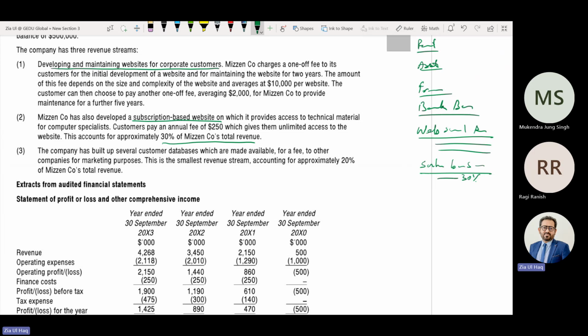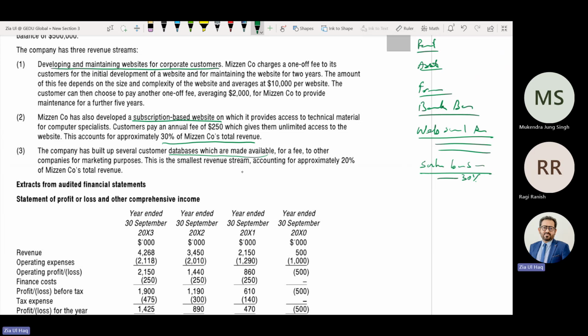The company has built up several customer databases which are made available. They are having a customer database as well. Need detail about customers. For a fee to other companies for marketing purposes, they provide this database to other companies, and they charge a fee.